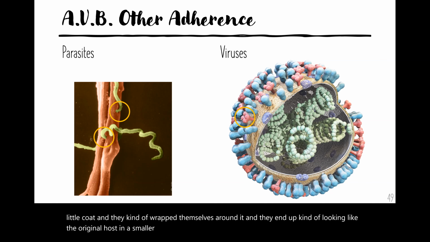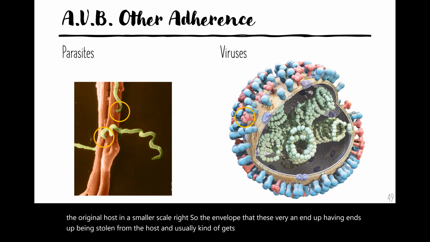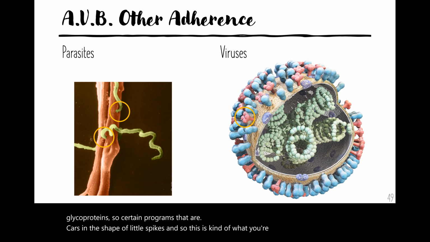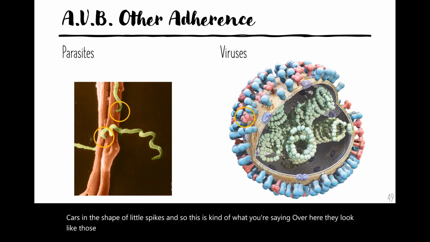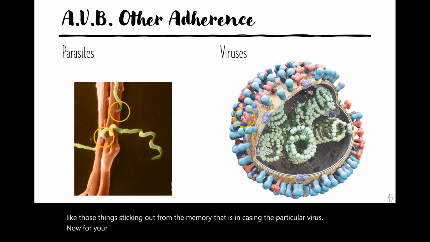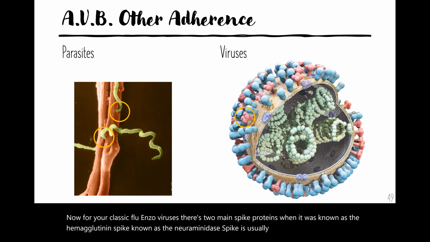So the envelope that these virions end up having is stolen from the host and usually gets filled up with certain glycoproteins, so certain proteins that are modified with carbs, in the shape of little spikes. And so this is what you're seeing over here. They look like little things sticking out from the membrane that is encasing the particular virus. Now, for your classic influenza viruses, there are two main spike proteins. One of them is known as the hemagglutinin spike, and the other one is known as the neuraminidase spike. These are usually abbreviated as HA and NA in case you have ever seen them.